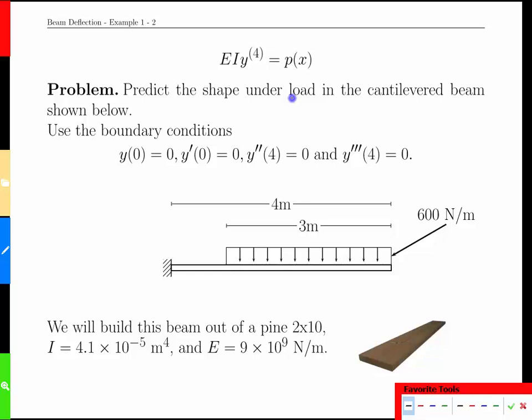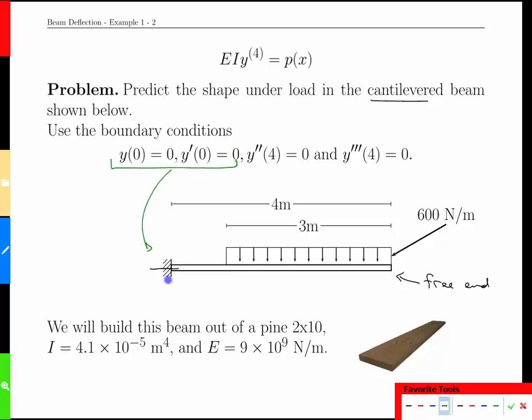Our first challenge here will be to predict the shape under load of a cantilevered beam. And cantilevered means that it's attached to a wall at one end and free at the other end. And the beam we're going to study is 4 meters long, but has the load distributed in the last 3 meters at a rate or at a density of 600 newtons per meter. We have some E and I values here, though we're going to save those for the end as we work through the calculations.